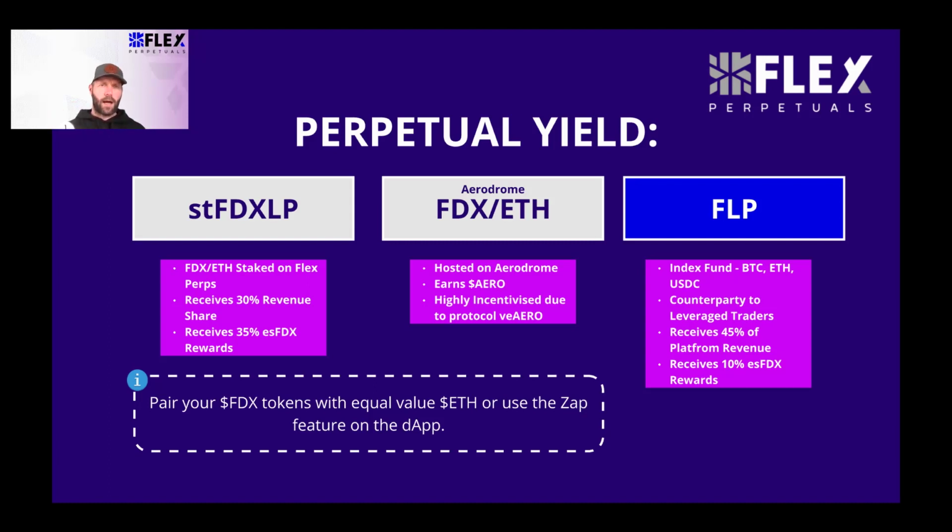And when you do that, the ST FDX LP pool receives 30% of the revenue that Flex Perpetuals makes. And so the revenue comes from the fees that the traders have to pay when they open, close, and borrow on the platform, along with liquidation fees as well. So the STFDXLP gets 30% of that revenue.